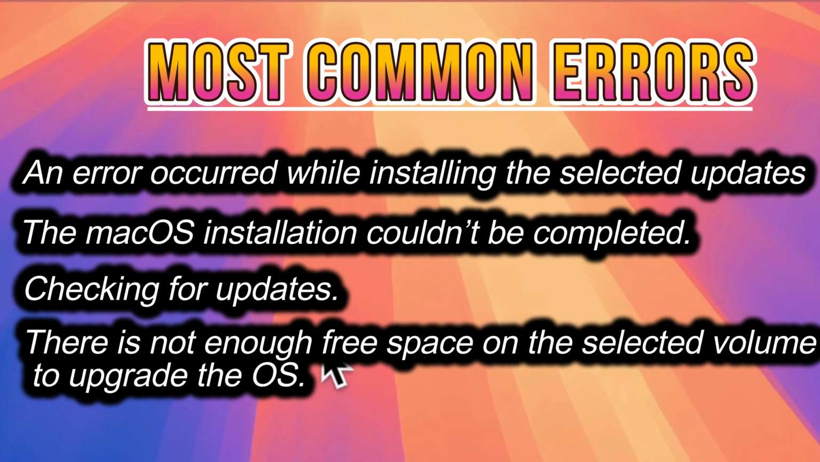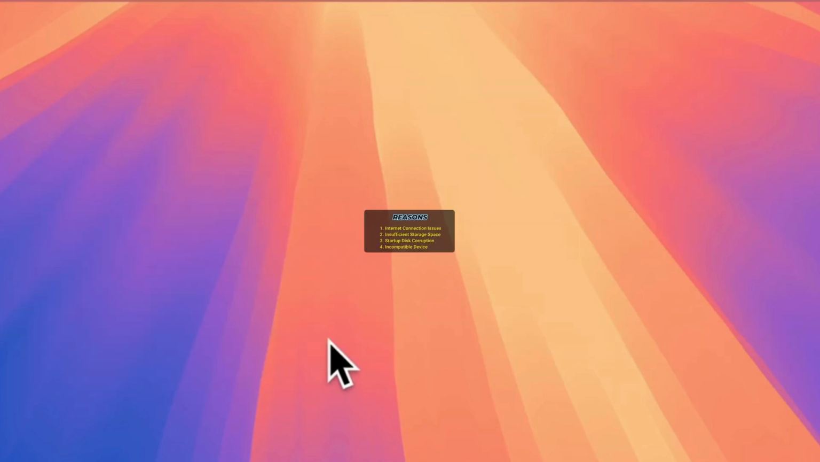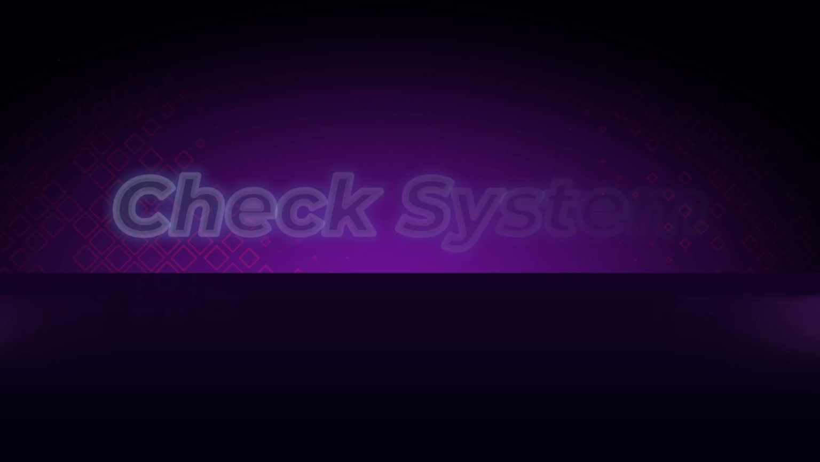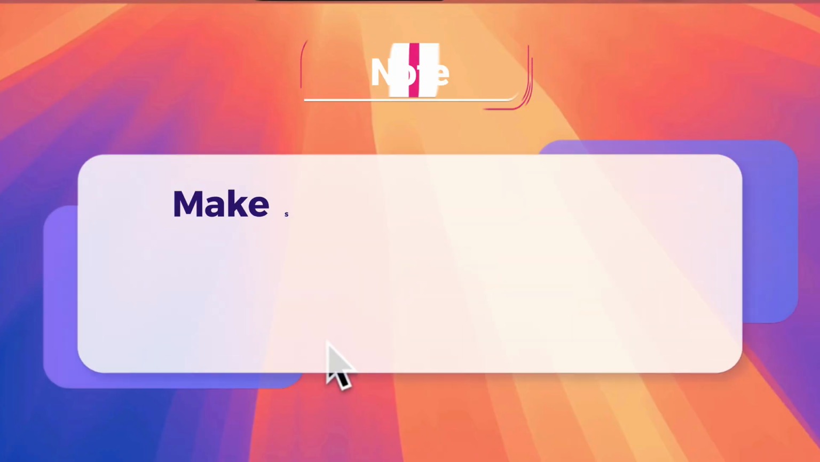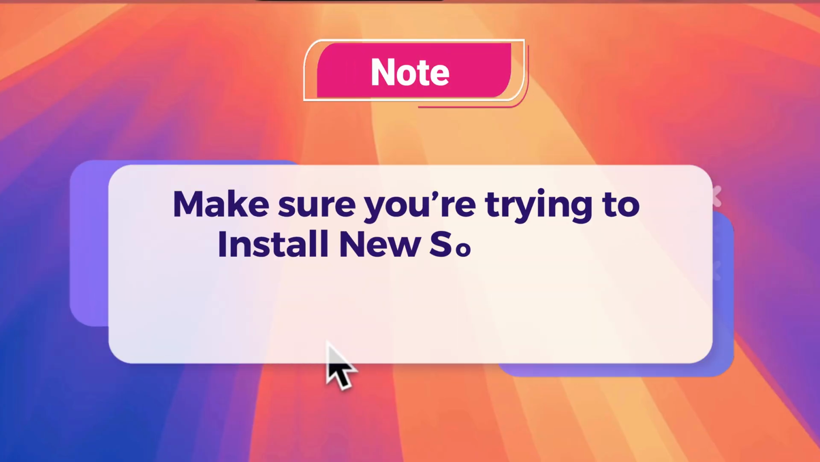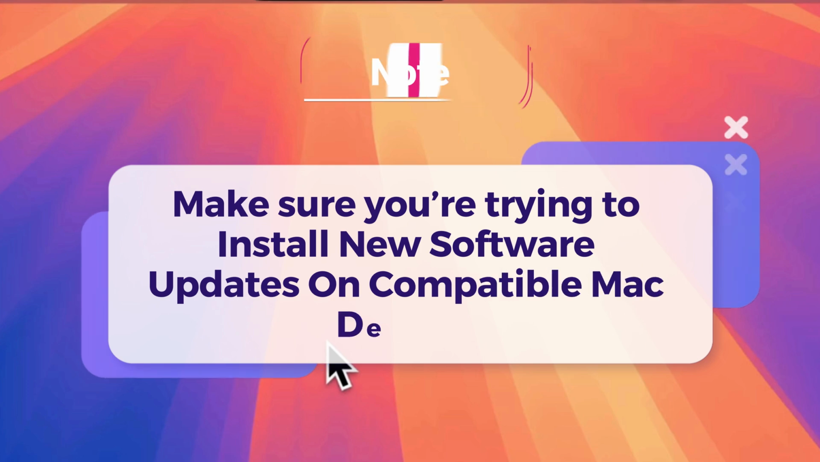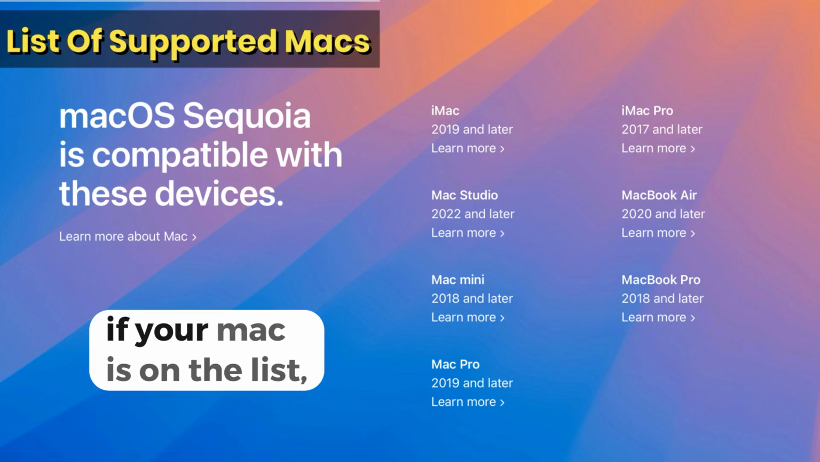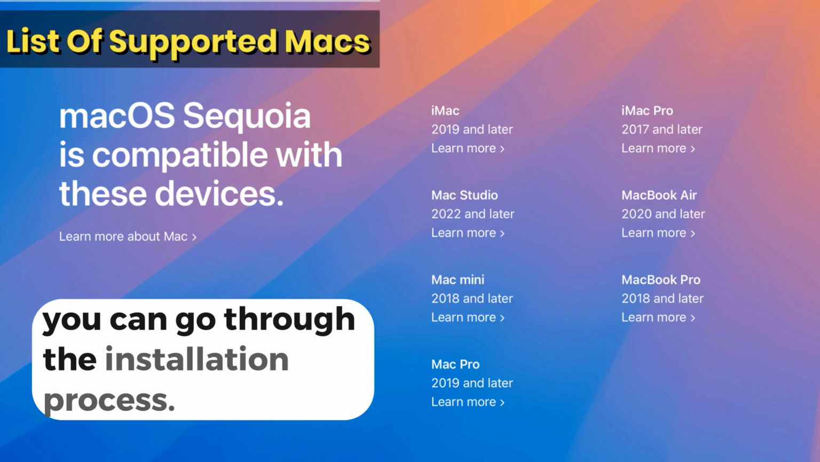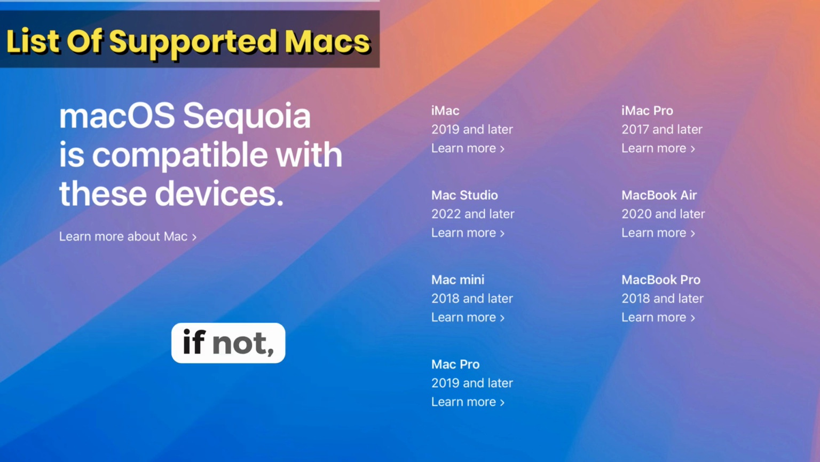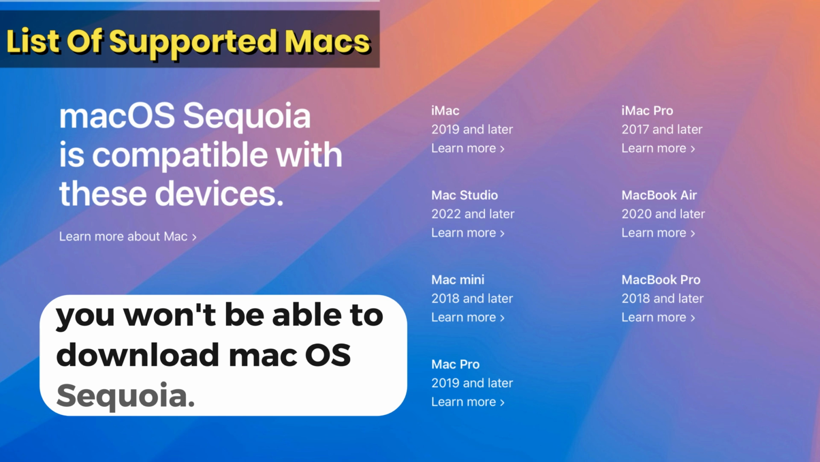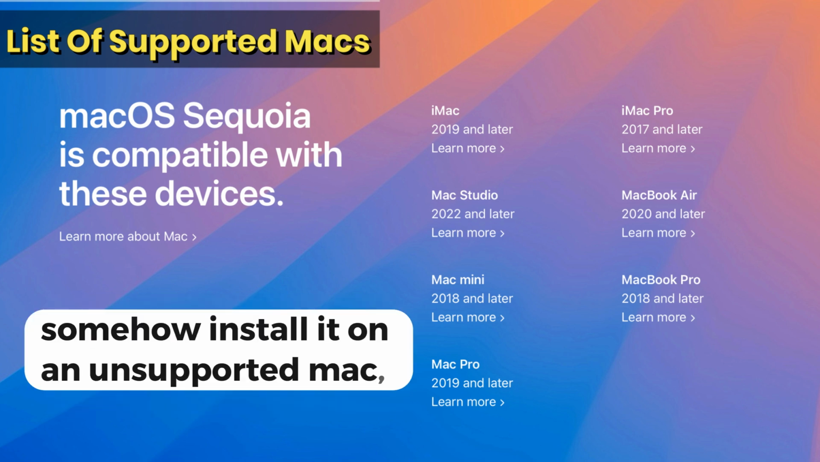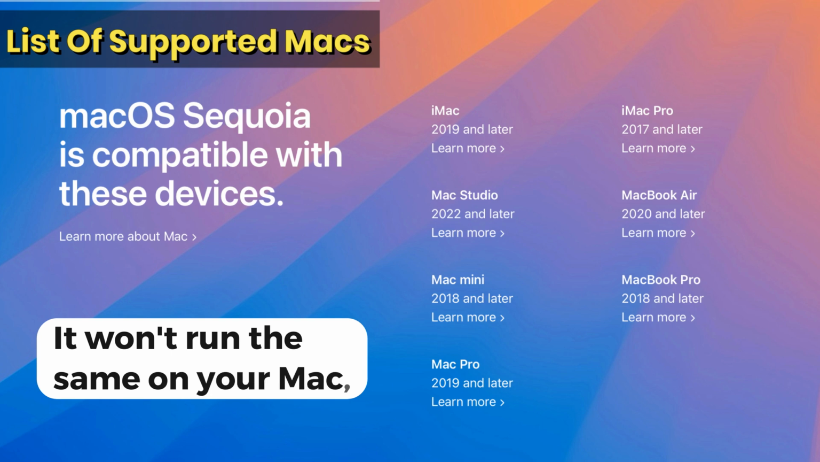Most common issues. As shown on the video screen, here are some reasons why macOS Sequoia can't be installed on your Mac. Check system requirements. Make sure you're trying to install new software updates on compatible Mac devices. Here's a list of Macs that support Sequoia. If your Mac is on the list, you can go through the installation process. If not, you won't be able to download macOS Sequoia. Even if you somehow install it on an unsupported Mac, it won't run the same on your Mac.